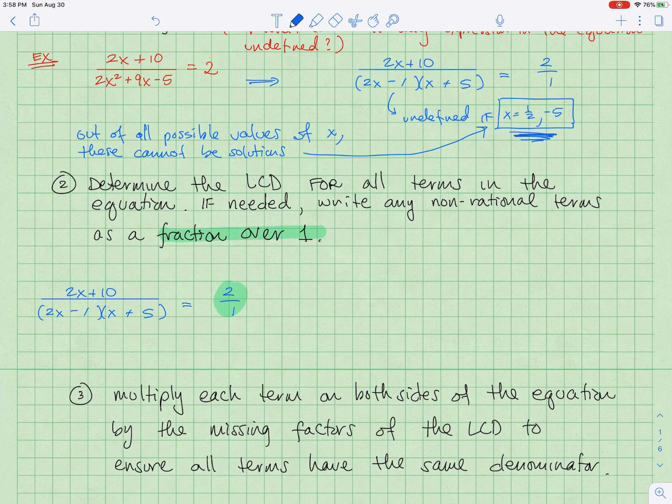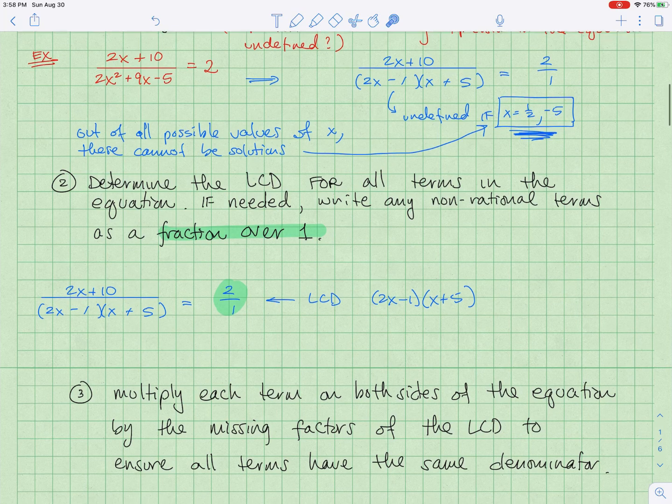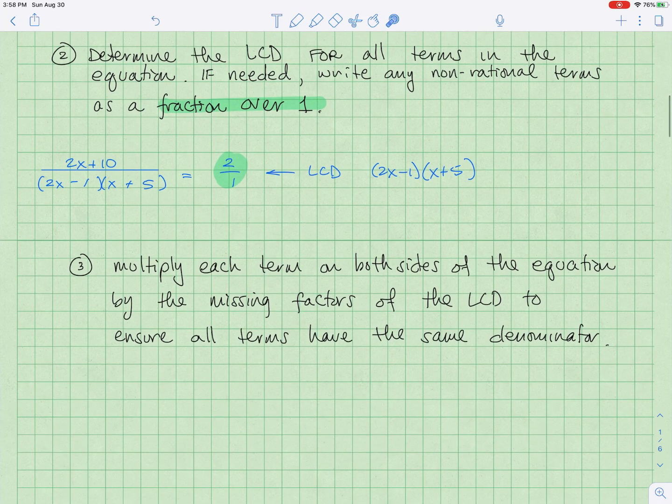And the LCD is a 2x minus 1 and an x plus 5. There's not a whole lot of work to do there. It's just simply the denominator of the term on the left side of the equation. Okay, we'll run into some more examples where that's maybe a little bit more difficult in the future, but let's keep going through our guidelines right now. Step number 3, multiply each term on both sides of the equation by the missing factors of the LCD to ensure all terms have the same denominator. All right, well, what are we talking about here?